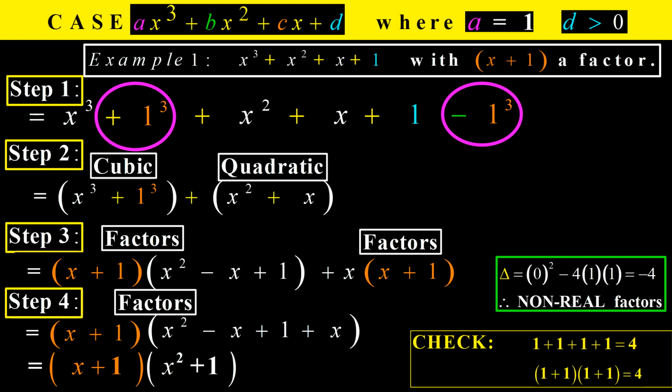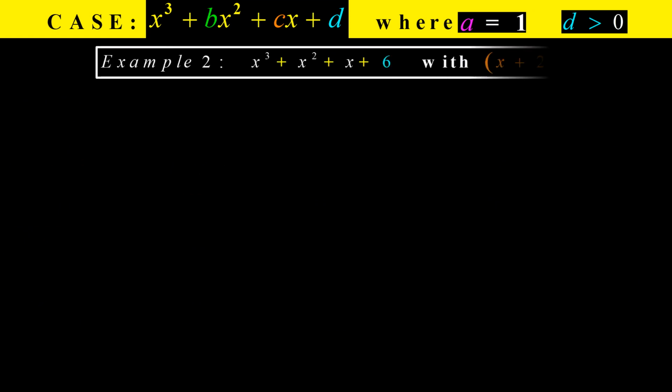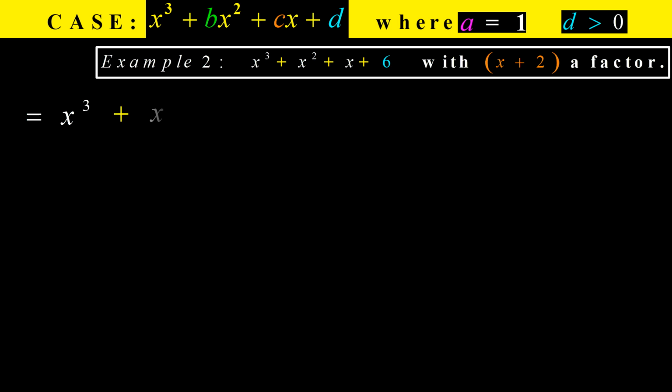After this, we're going to take another example where we don't have positives all over. Another example, again, I'm taking positives here, but I just have a different factor, x plus 2. So let's say there's my cubic, x cubed plus x squared plus x plus 6. First of all, let's separate the cubic from the rest.